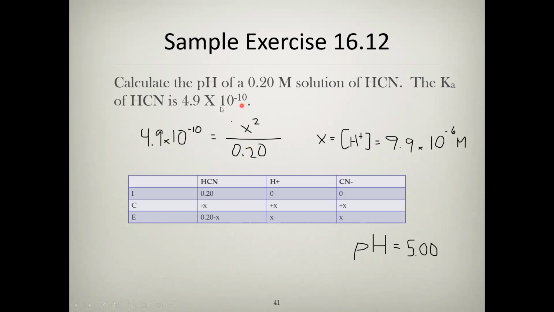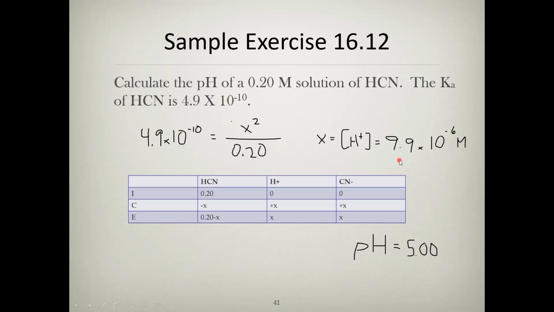And just like the previous chapter, since this is going to be a very, very small number, we're going to get very, very little of this actually dissociating. So to make it easy on ourselves, we can essentially ignore the bottom part. It's going to be negligible. We could do 0.2 minus x, cross multiply, get everything on the same side, and then use the quadratic formula. Would be a little bit more precise, but in this case, since it is such a small Ka value, it's going to be a very negligible change.